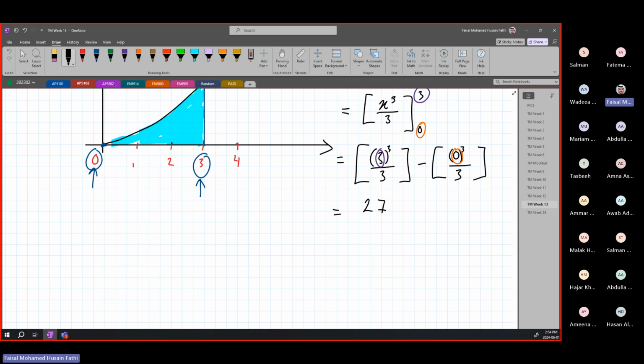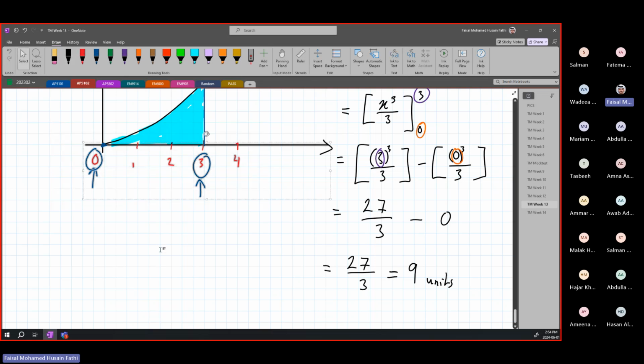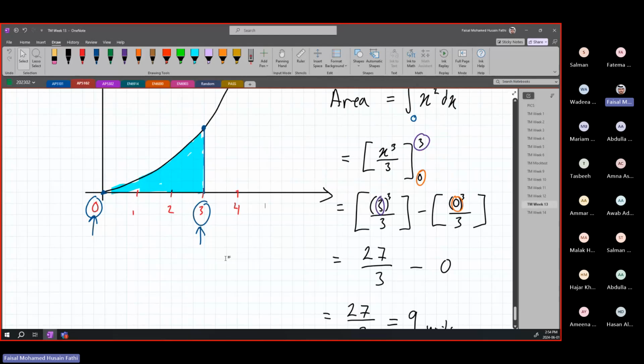Over 3 minus 0 over anything is 0. 0 cubed is 0. 0 divided by 3 is 0. So your area is simply equal to 27 over 3, which is simply 9. 9 units, basically. And we don't have any actual measurement or any unit given for this. You just have 9 units. Whatever the unit here is, it doesn't matter.